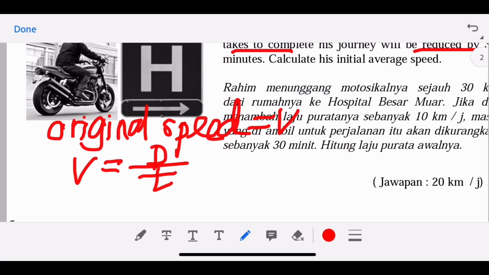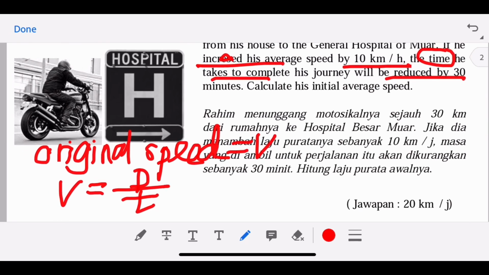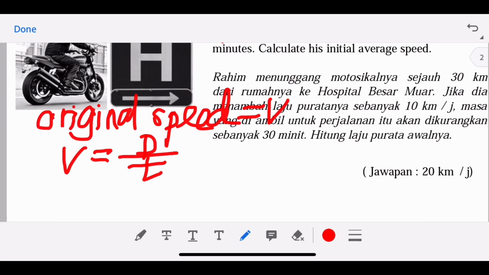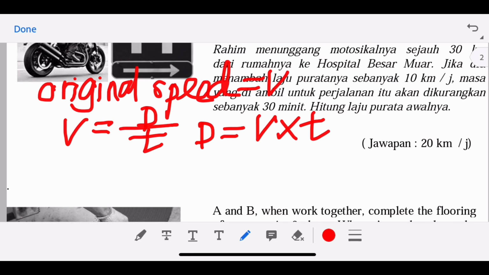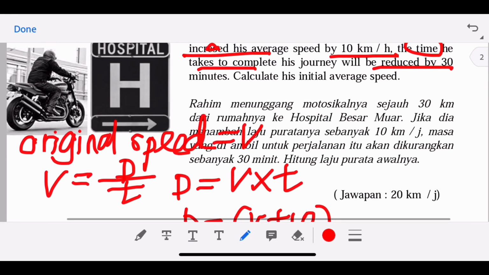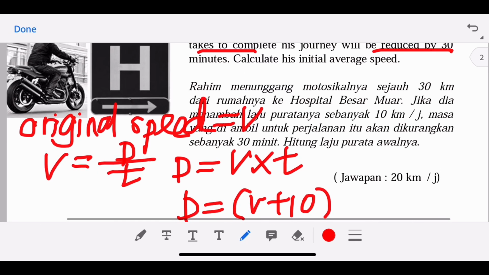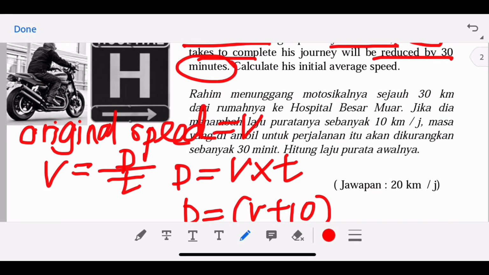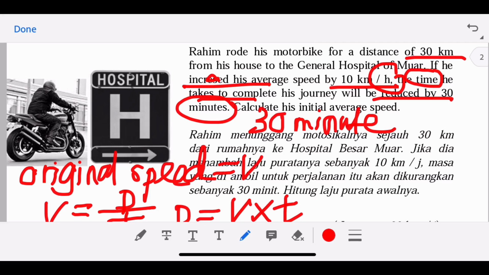Now distance you know already, right? 30. Later we will substitute all the information using this formula. So basically when you see speed, distance and time, you write down this formula first. So distance is speed times time. Beginning, the original speed, let's say, is v, and the time is t, and after an increase by 10, when you see increase, you convert to plus 10. The time reduces. When you see reduce, you must use minus.